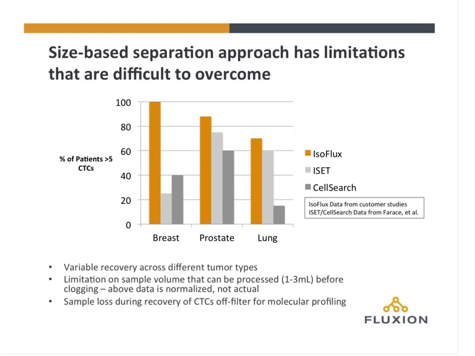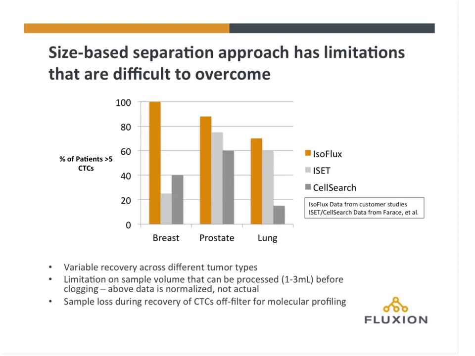Another approach to CTC isolation that I mentioned before was size-based separation, typically using filters. And while the simplicity of these devices is attractive, studies have shown that size is not necessarily a reliable discriminator for CTCs. In the graph here, we show data from Firas that shows one of the commercially available filter devices, and it has significantly lower CTC recovery for breast cancer as compared with prostate and lung. But comparatively, the IsoFlux platform shows over 70% of patients having more than 5 CTCs across all 3 of these indications.